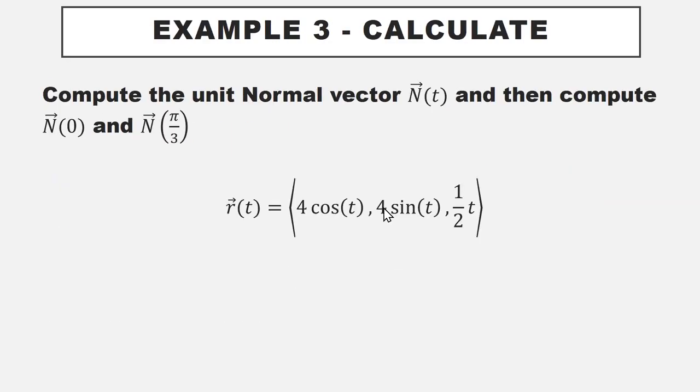So let's take a look at this example that we had earlier. Earlier, we calculated the unit tangent vector. Now let's calculate the unit normal vector. And then we'll plug in 0, plug in pi over 3, and see how that works. This is the vector valued function given by 4 cosine t, 4 sine t, and then 1/2 t.